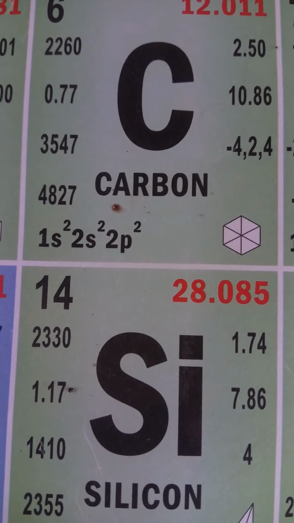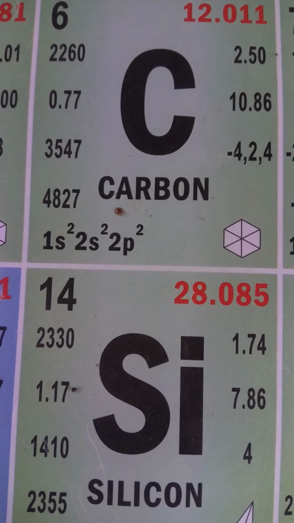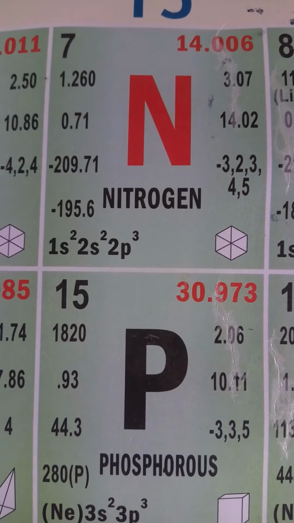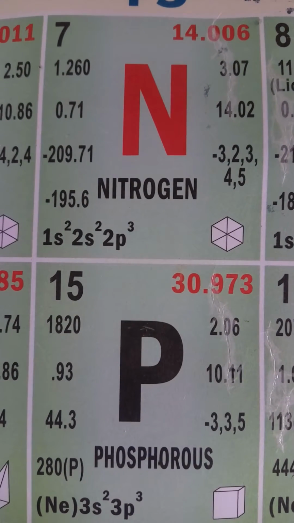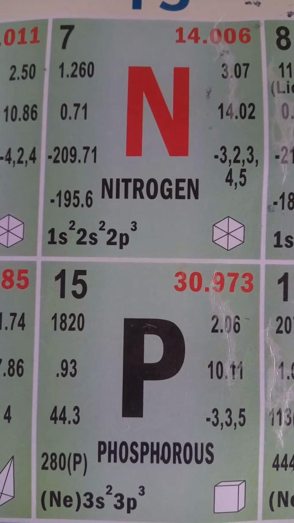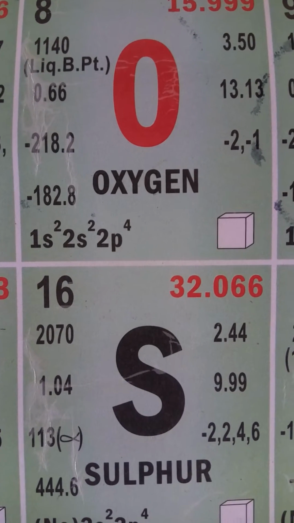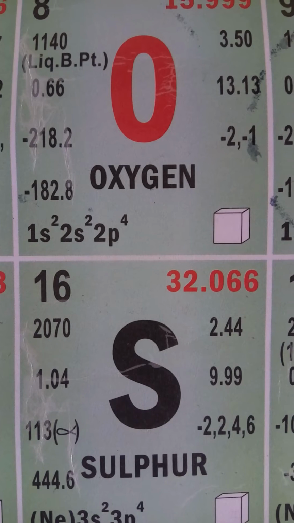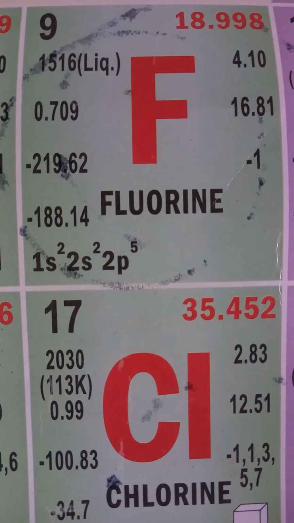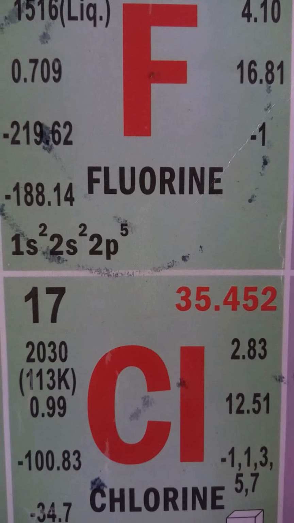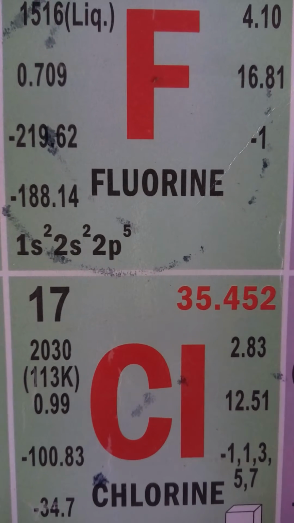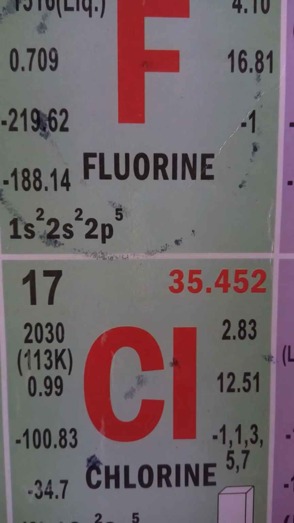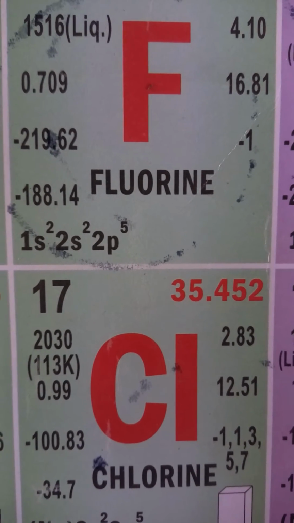Group 4 elements, such as carbon and silicon, have 4 electrons in the outermost shell. Group 5 elements, such as nitrogen and phosphorus, have 5 electrons in the outermost shell. Group 6 elements, like oxygen and sulfur, have 6 electrons in the outermost shell. Group 7 elements, such as fluorine and chlorine, have 7 electrons in the outermost shell, which signifies that an element belongs to group 7.